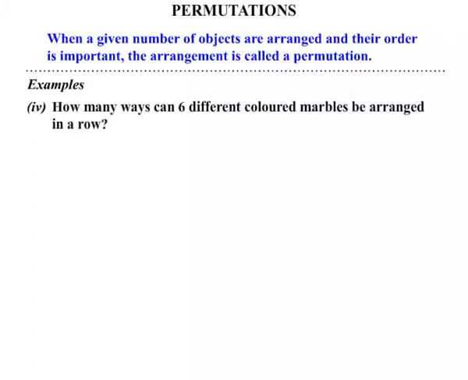The next example, how many ways can 6 different coloured marbles be arranged in a row? Well, let's do the short way now. The number of ways, we've got 6 different coloured marbles, so it's going to be 6 factorial, which works out to be 720.